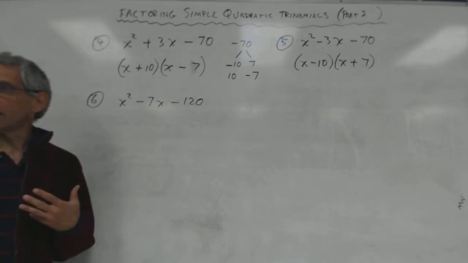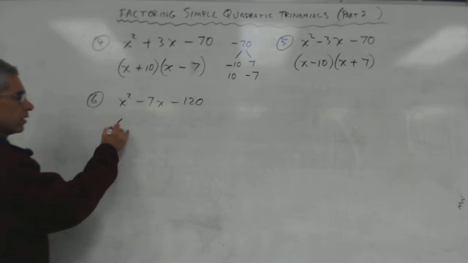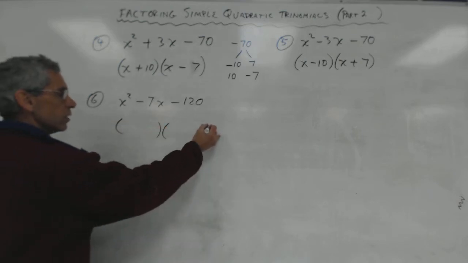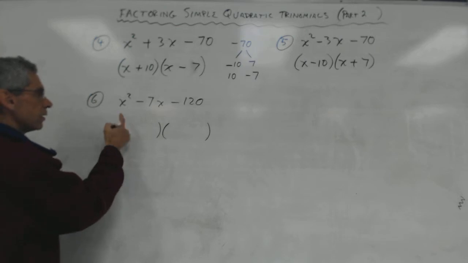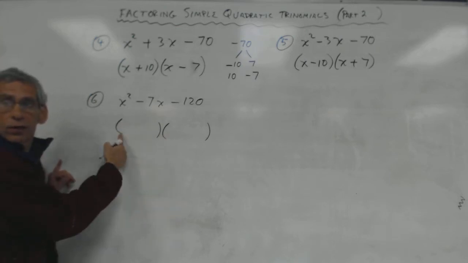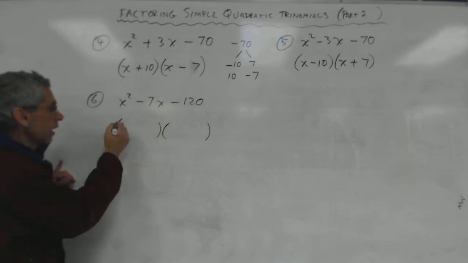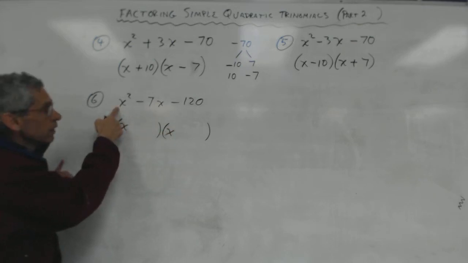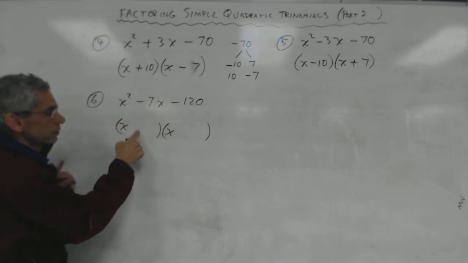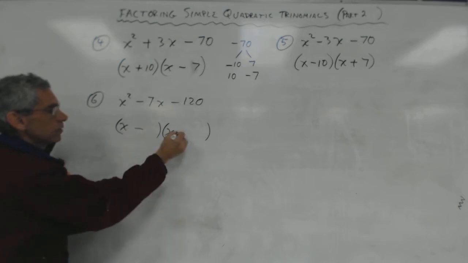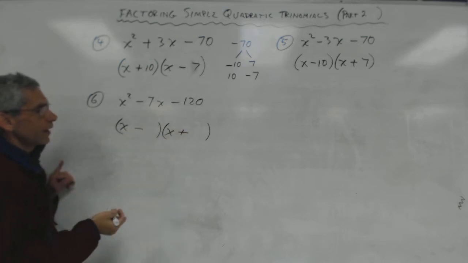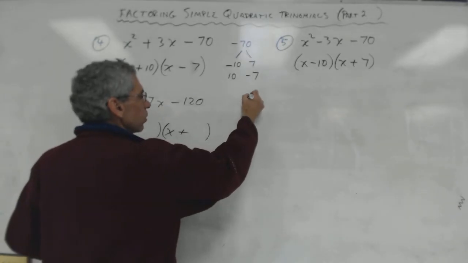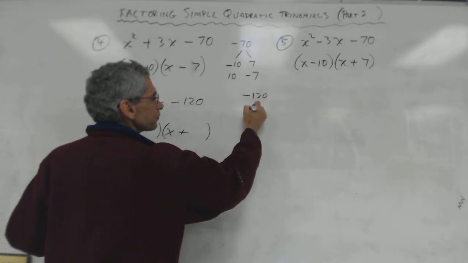Okay, so what would I do? What do I know? Immediately, I could draw this. What do I know is going to be here? x and x, right? Because x times x is definitely equal to x squared. Now what do I know about the signs? There will be a minus and a plus. So I'll put a minus and a plus. Okay. Now I've got to do my little thing. I know it's going to be negative 120.